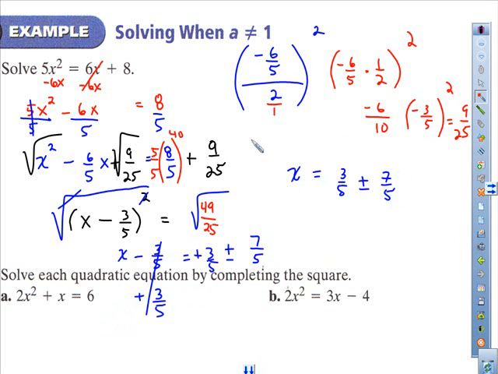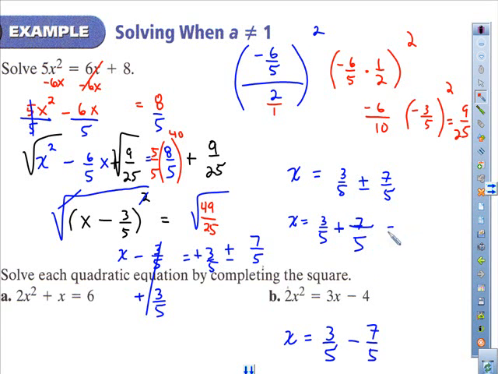Now you have to be careful. You can't stop here because these are like terms. Alright, so you have to split this up into two solutions. First, we're going to have x is equal to 3 over 5 plus 7 over 5. And then we're also going to have x is equal to 3 over 5 minus 7 over 5.